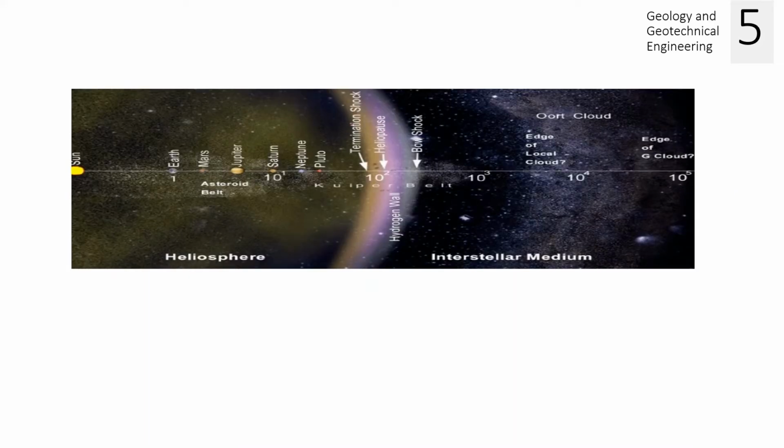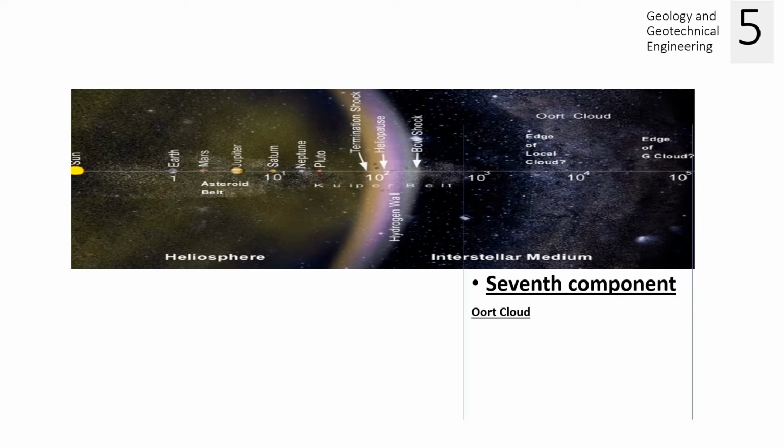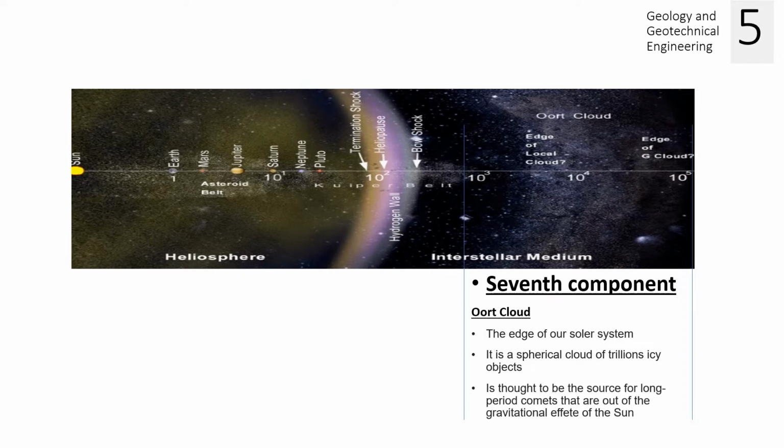The seventh component of our solar system is the Oort cloud, and the Oort cloud is the edge of our solar system. It is a spherical cloud of trillions of icy objects, and is thought to be the source of long period comets that are out of the gravitational effect of our sun.